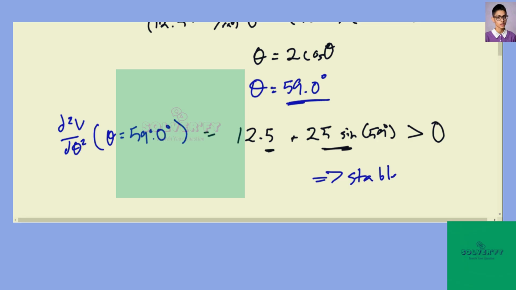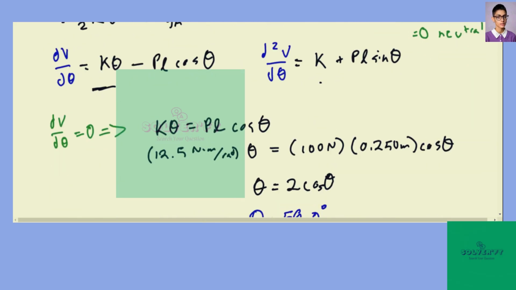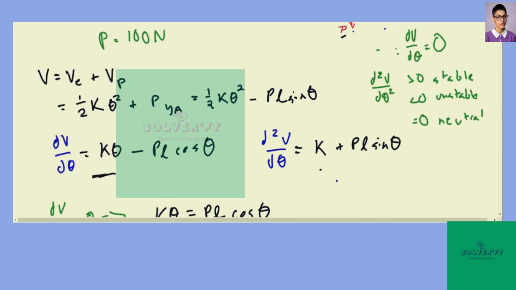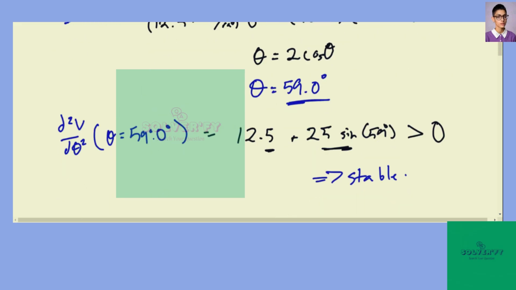And again, all we did here was we identified what forces could do work on our system, expressed their potential energies in terms of theta, took the first derivative with respect to theta to use the equilibrium condition and figure out where the theta corresponding to equilibrium positions were, and then took the second derivative with respect to theta to check if the equilibriums were stable. And we found that the equilibrium point is at 59 degrees, and it is stable.